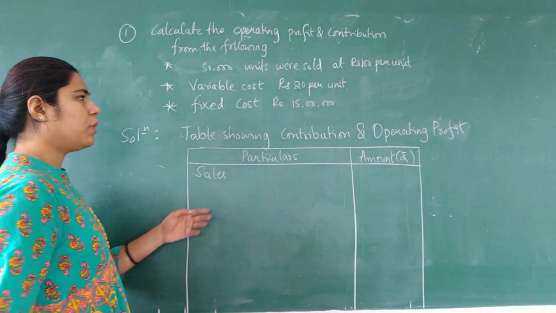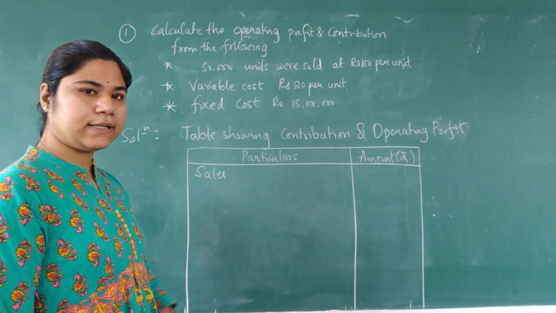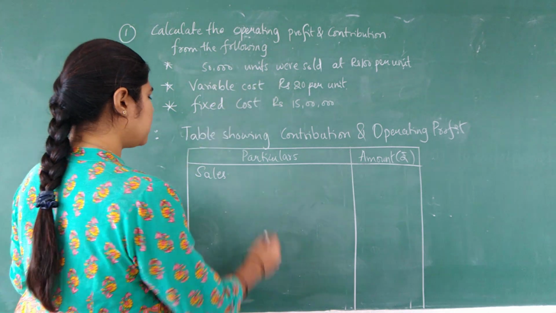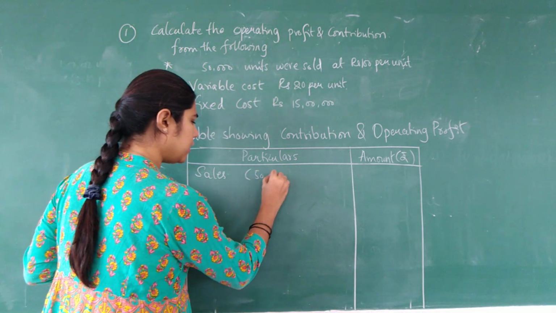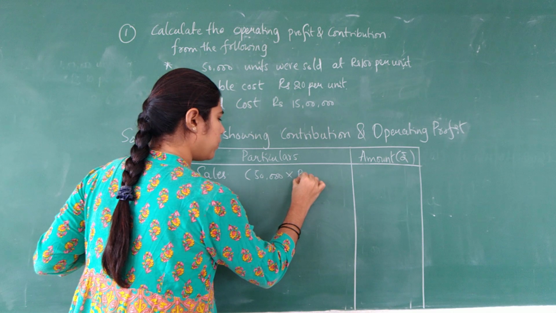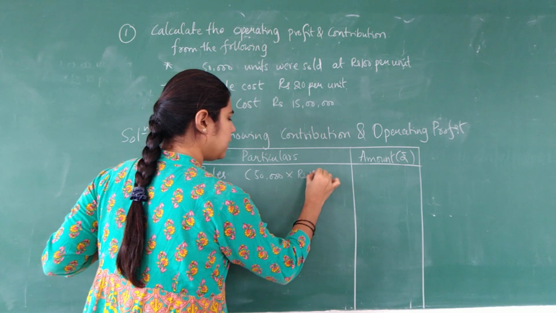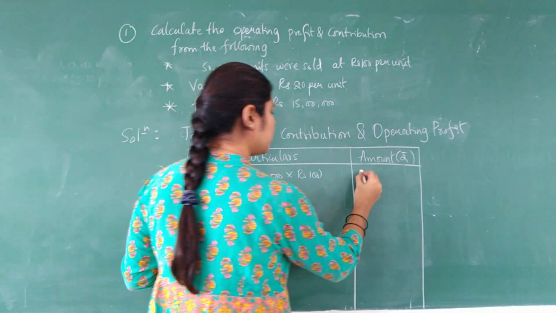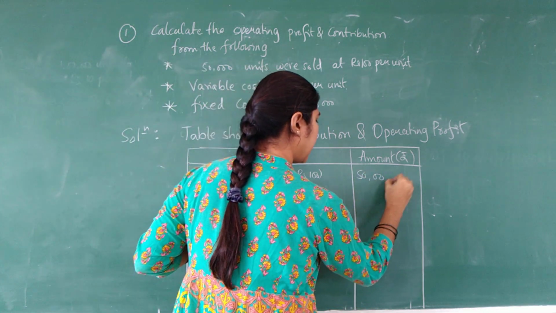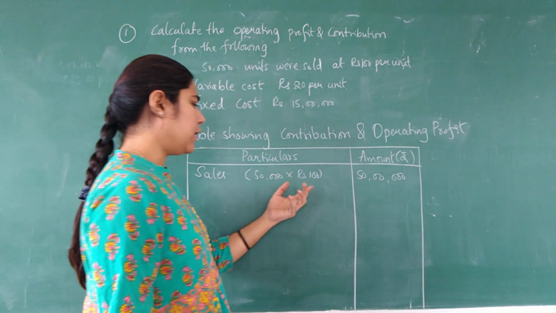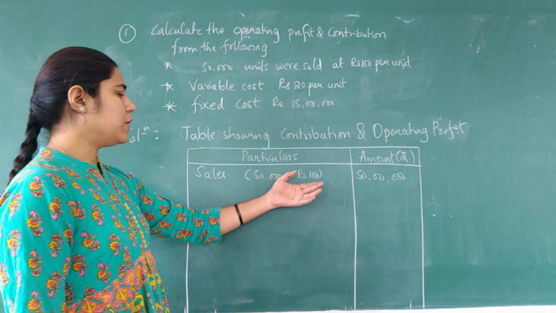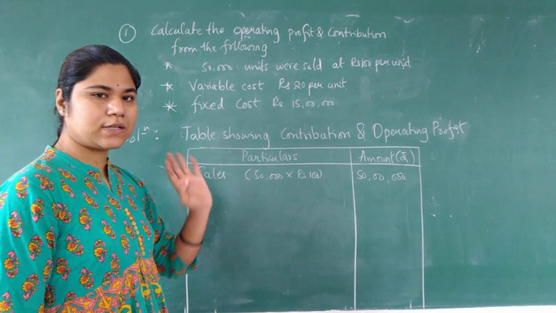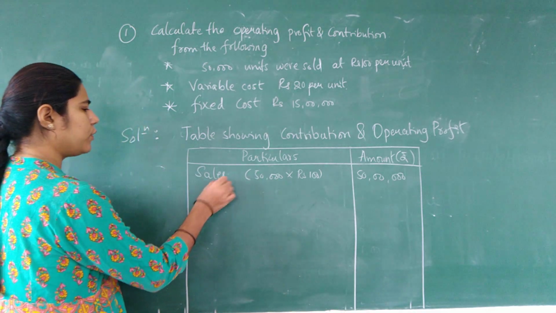Sales is how much? Again we don't have the direct answer as the sales value. So what should we do? We should multiply the 50,000 units into 100 rupees per unit. So we will get 50 lakh as our sales value, which we earned on the 50,000 units.